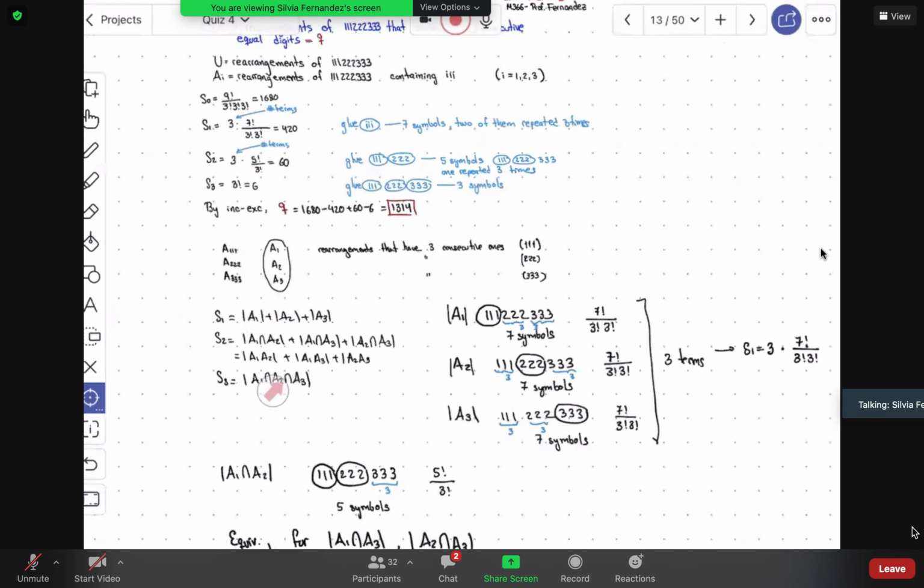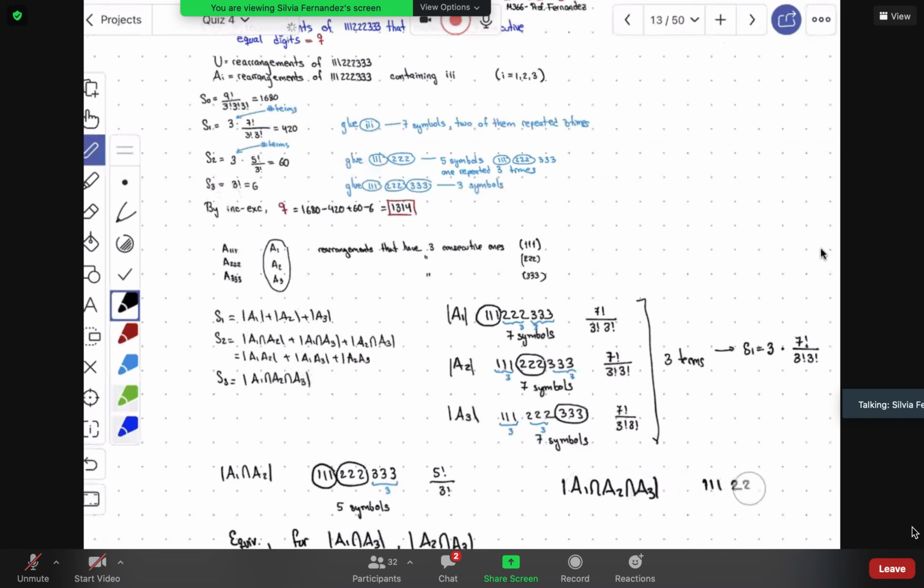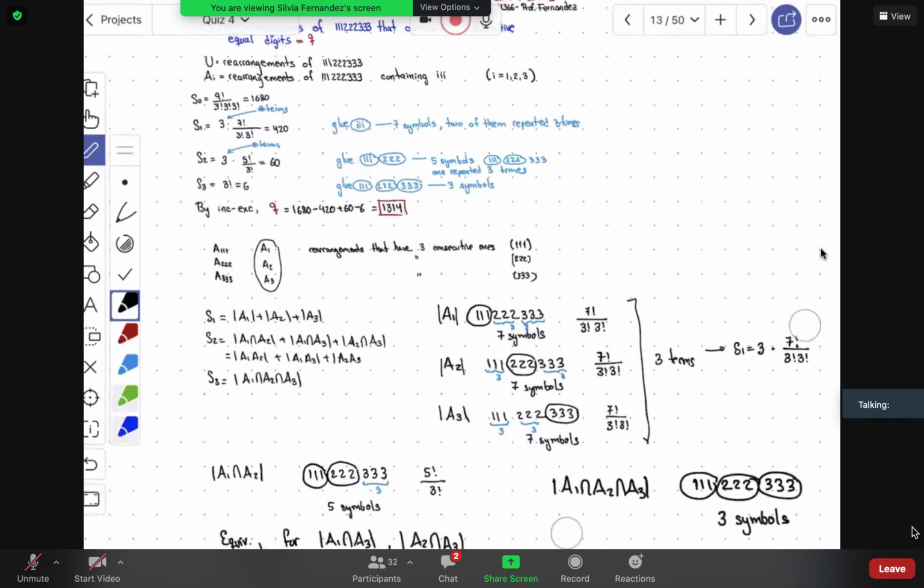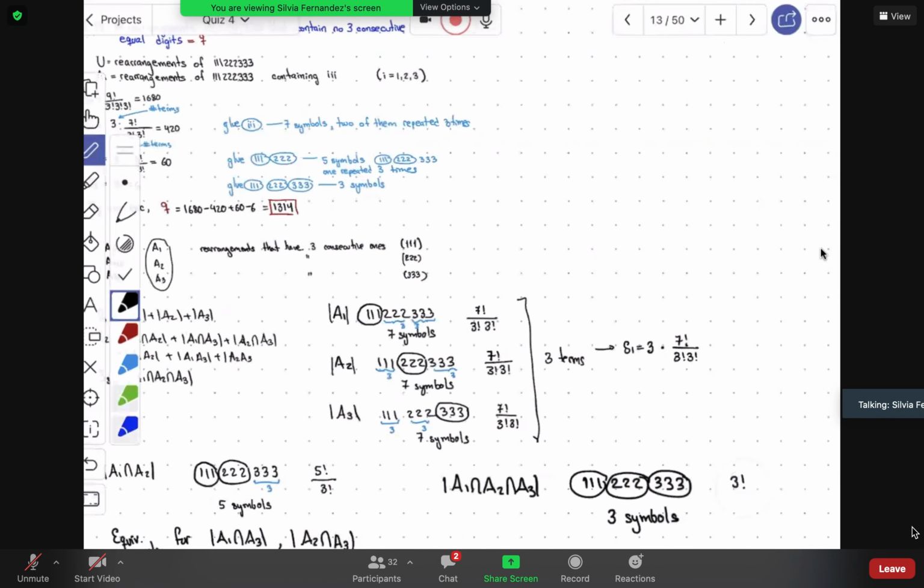And then for the last one, I only have 1 term. So you can think about this as 1 times 3 factorial. And for that term, I have this 1, 1, 1, 2, 2, 2, 3, 3, 3, but I need to keep all of those together, all of those together, all of those together. I have 3 symbols and no repetitions. So that's my 3 factorial. And I only have 1 term, so 1 times 3 factorial.